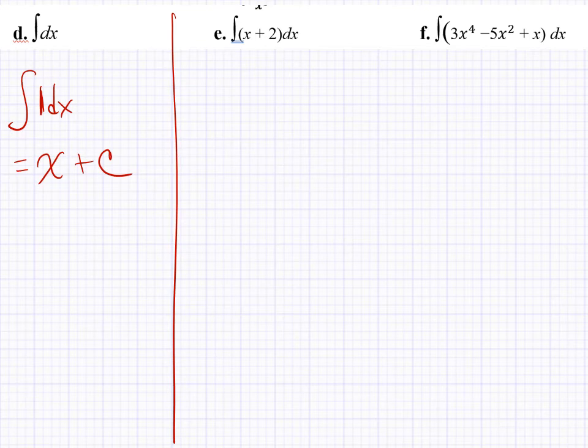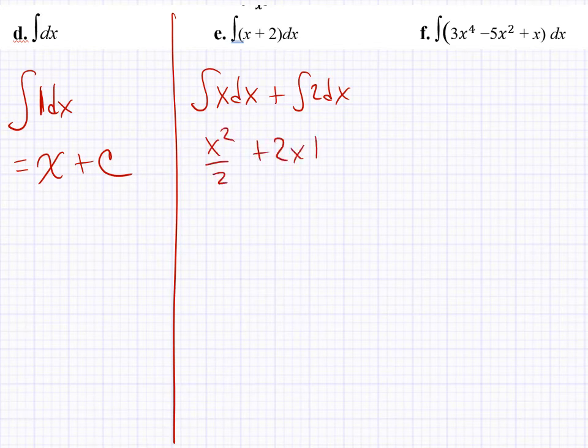Integral of x plus 2. This is added, so I use the sum and difference rules. Integral of x plus integral of 2 dx. So here you're going to get x squared over 2 plus 2x plus c.